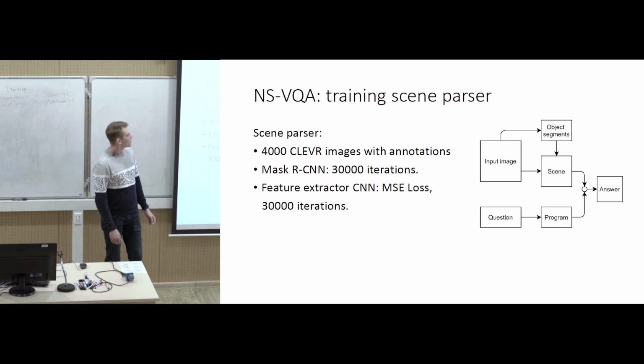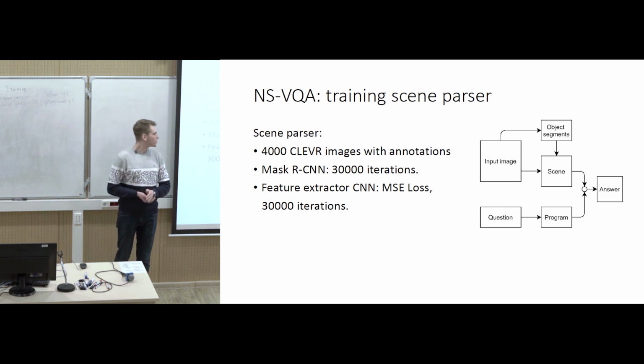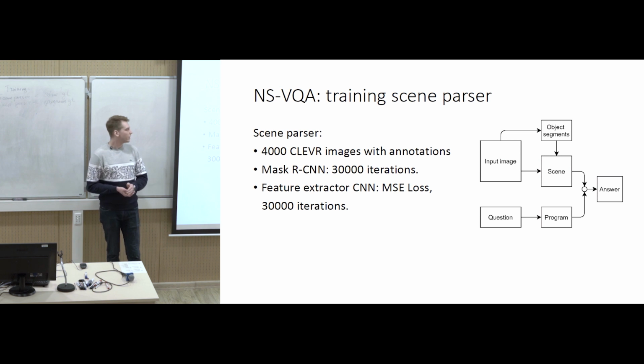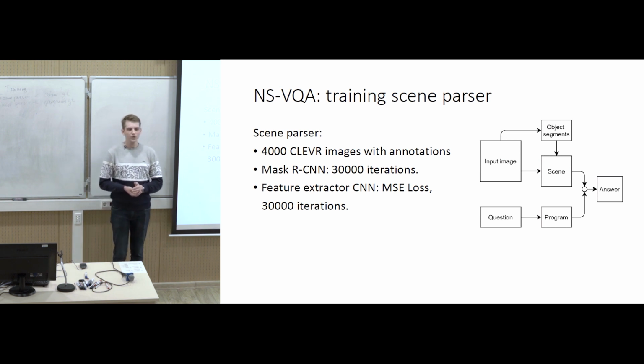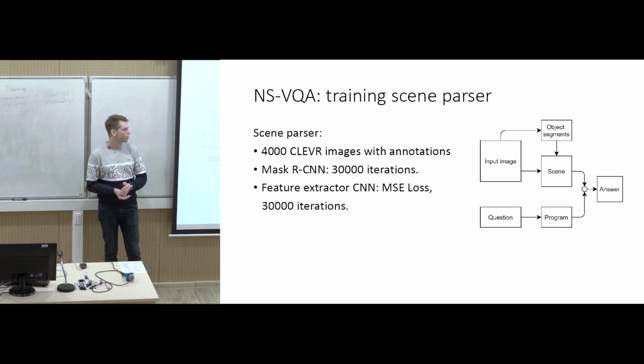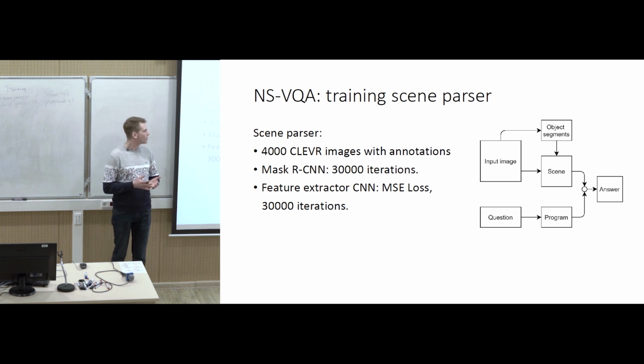So training the scene parser requires... firstly, what do we get as training data? We use 4,000 CLEVR images with annotations, and by annotation I mean the segmentation masks of objects and their categorical values. So the whole scene representation is used as an annotation for each image.